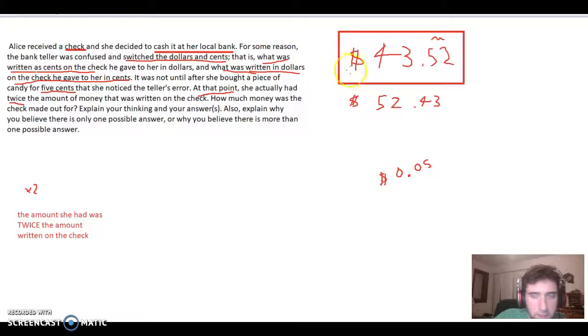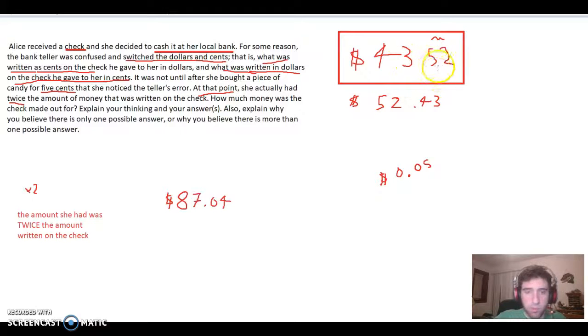So let's go through and think about this. If $43.52 was written on the check, then she would have had 43.52 times 2, which is going to be $87.04. So if the teller had been given a $43.52 check, it says right here that she actually had twice the amount that was written on the check. So she would have $87.04. But I'm thinking that this doesn't make sense.